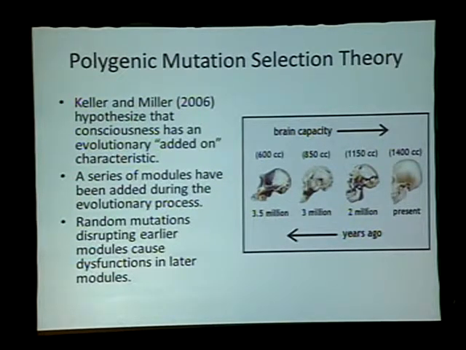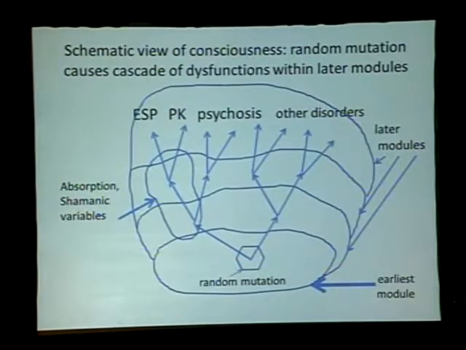Okay, the theory of modules hasn't been proven, but it allows me to make a schematic diagram to illustrate what they're saying. Say there's a random mutation here in an earlier module. That's going to cause disruptions in a later module, more disruptions. Say there's an absorption shamanic module here. That leads to maybe we'll have ESP and PK. If not, maybe we'll have psychosis or maybe other disorders in the later modules. It's caused by random mutations, not specific genes.